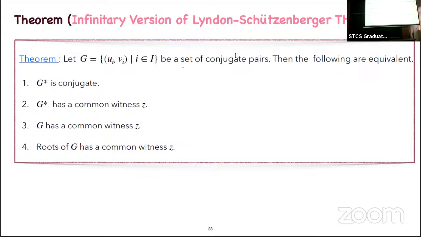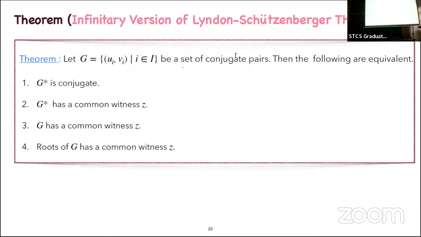What it says is just like our second theorem of Lyndon-Schützenberger, which said that two words being conjugate I can equate with finding a witness. It's exactly saying that I can equate G star being conjugate with G star having a common witness. And that reduces to computing whether G has a common witness. And you don't need to go all the way to G, you can only take roots of G. Roots of G is nothing but primitive roots, right?